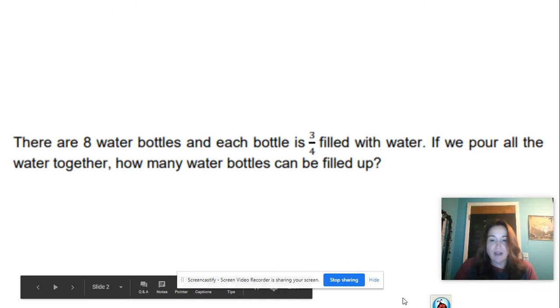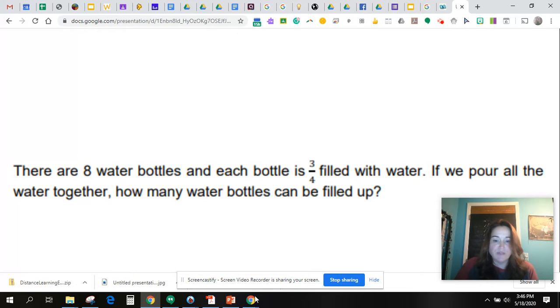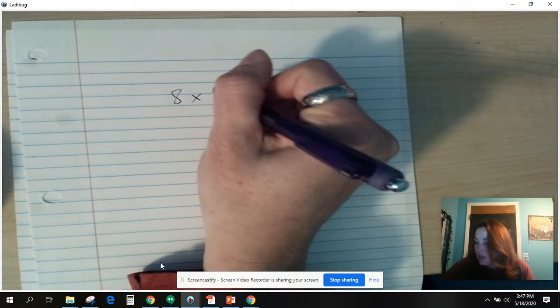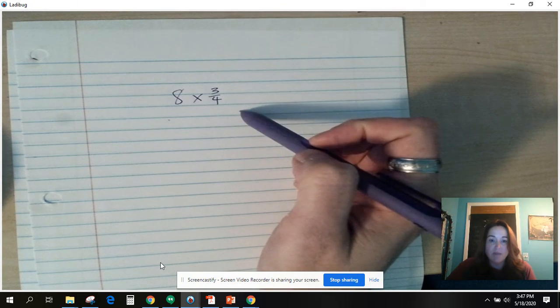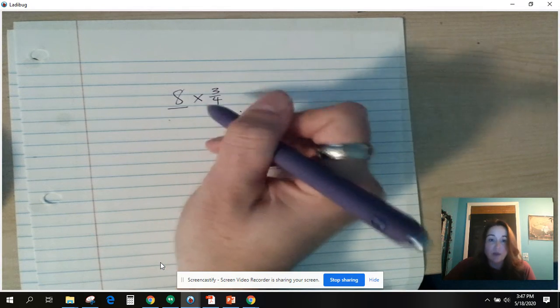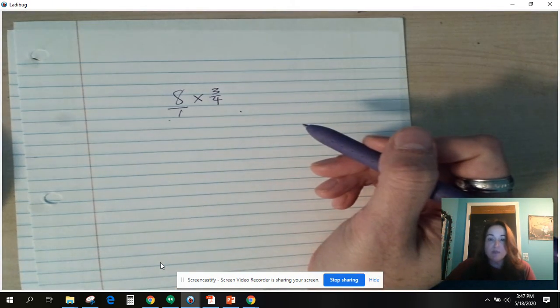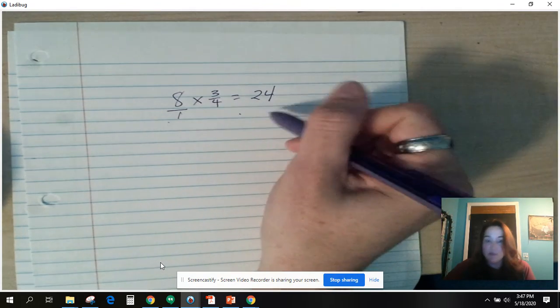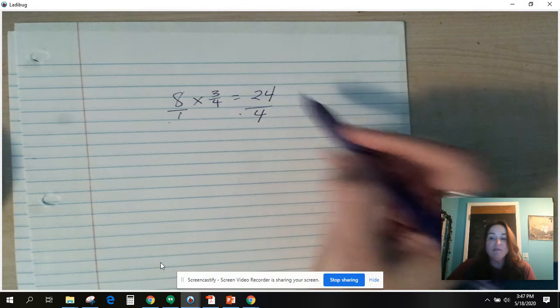So let's try to figure out how we're going to solve that. 8 water bottles, and each bottle is 3/4 filled up. So you've got 8 water bottles times 3/4 filled up, 8 groups of 3/4. Anytime we multiply a whole number times a fraction, we have to remember that a whole number can also be represented as a fraction, and that's right, over 1. So if we multiply through, 8 times 3 is 24, and 1 times 4 is 4. So we have 24 fourths.